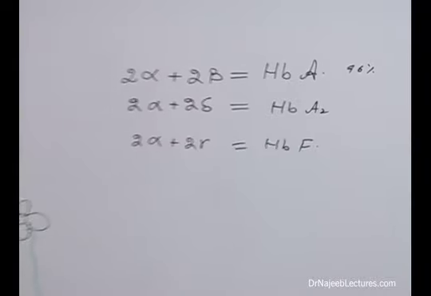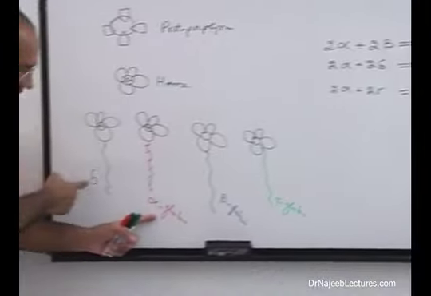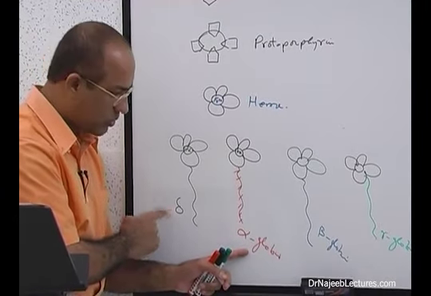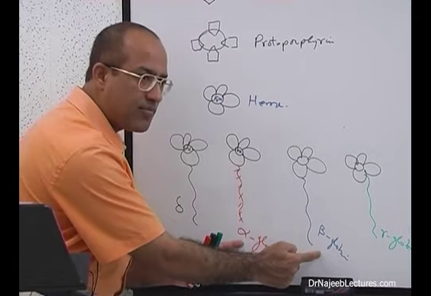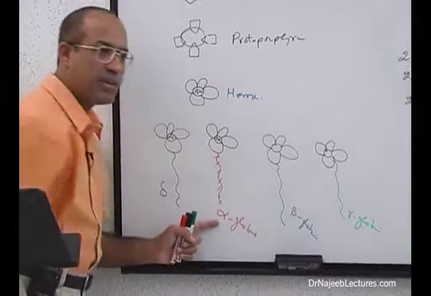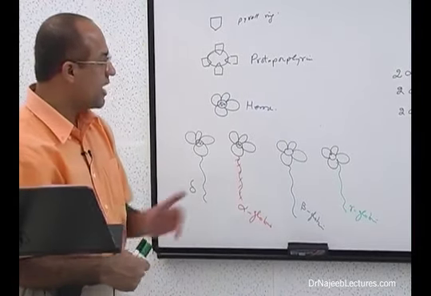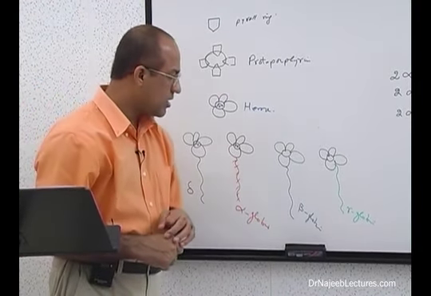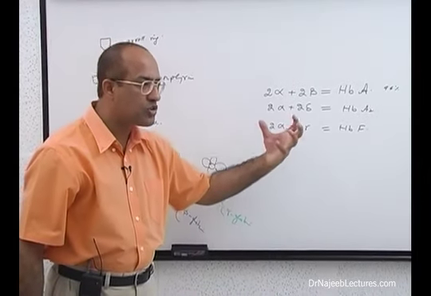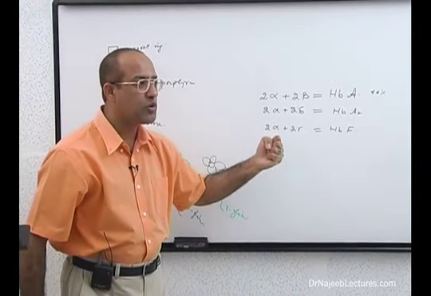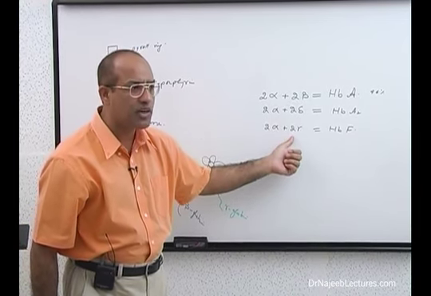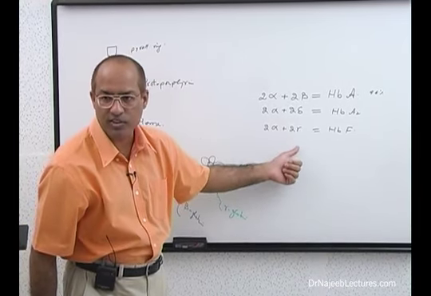Now let's have a test. If 2 alpha with 2 delta, what will they make? Hemoglobin A2. If 2 alpha with 2 beta, hemoglobin A. If 2 alpha with 2 gamma, hemoglobin F. Another important thing. Actually, fetal hemoglobin with gamma chains has a stronger affinity for oxygen, so that it can really pull the oxygen from maternal circulation to fetal circulation.